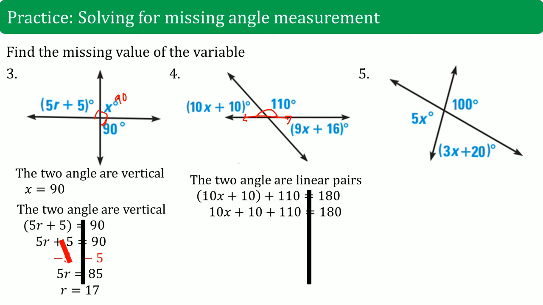Add these together. You get 10x. 10 plus 110 gets you 120. Subtract 120 from both sides. You get 10x equals 60. Divide by 10 on both sides. You get x equals 6.